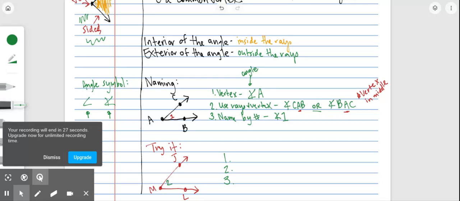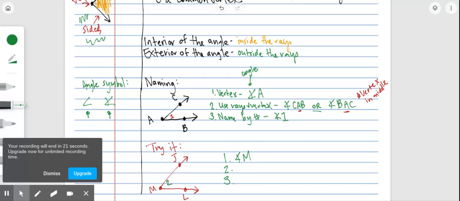Okay, you should be coming back. So the first way is naming it with the vertex. The vertex is M, so you would name it angle M. The second way is with the 3 points, 2 rays. Make sure that M is on the inside. So if you did JML, that would work, or LMJ. As long as M is in the middle, because M is the vertex. And the last one is angle 2, because I've got a little 2 in there. Okay.